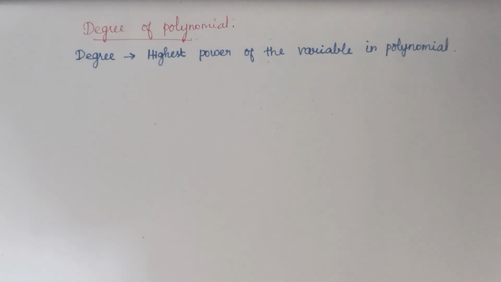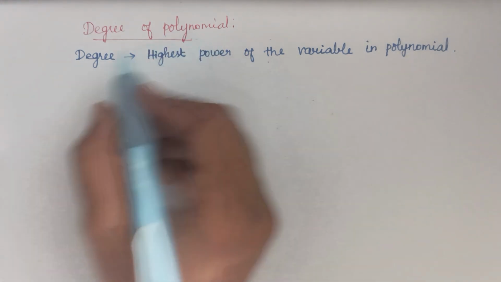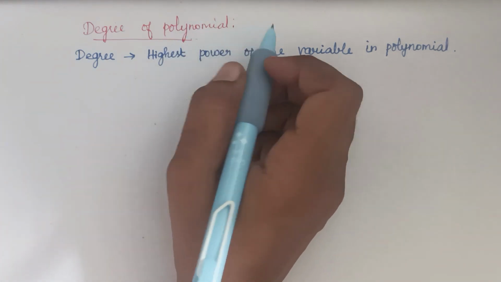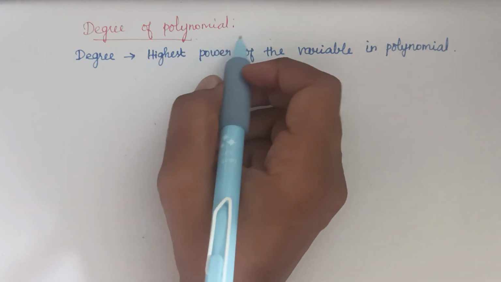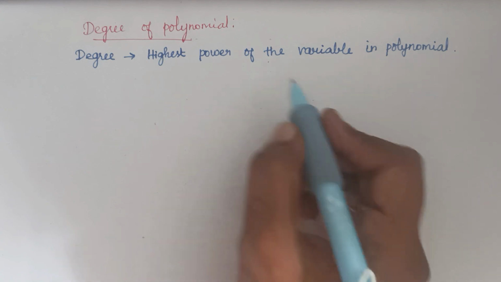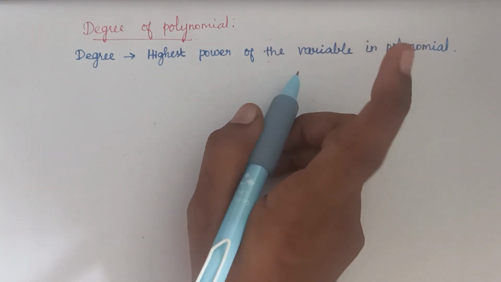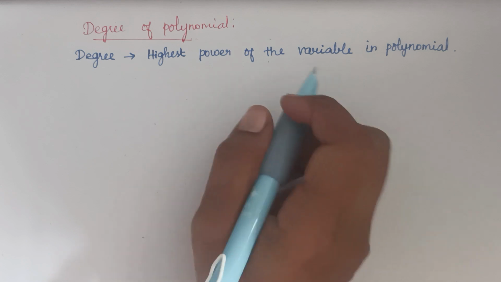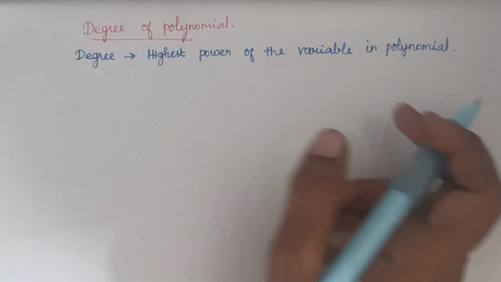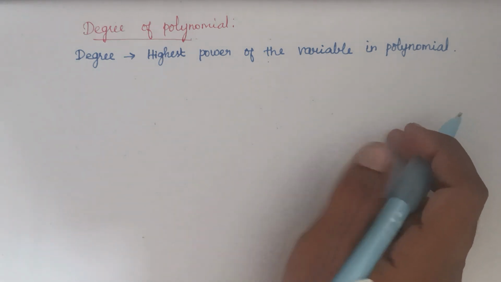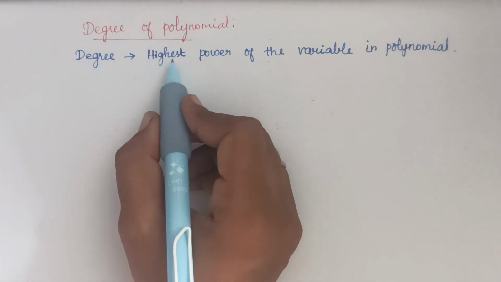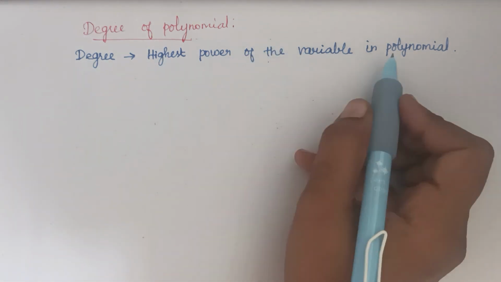Now we are going to see the degree of a polynomial. We already know a polynomial contains different terms, and there are three types: monomial, binomial and trinomial, with one, two and three terms. If it has more than three terms, that is also called a polynomial. Now we are going to see degree. Degree means the highest power of the variable in the polynomial.